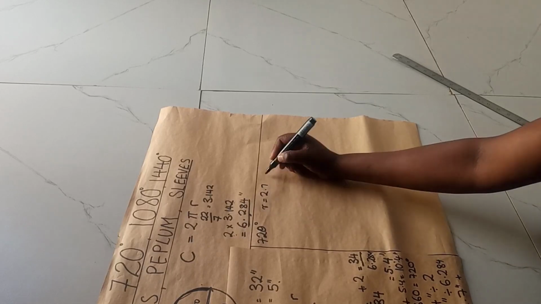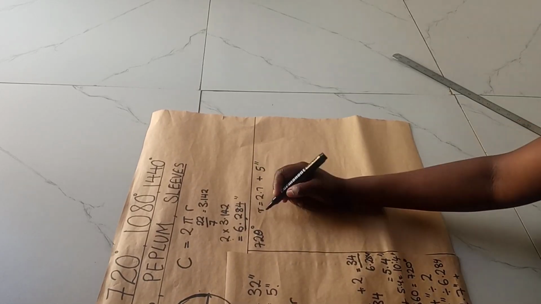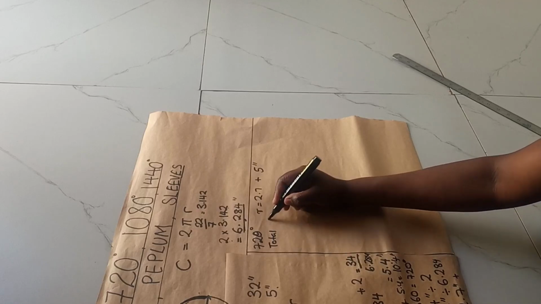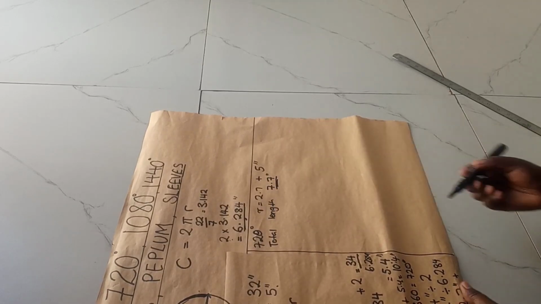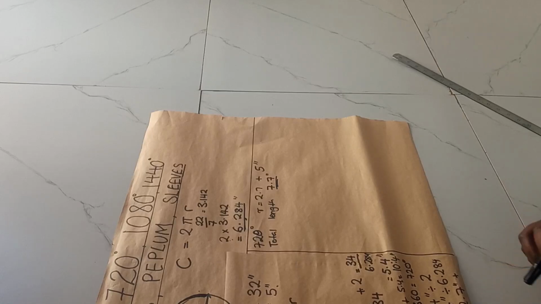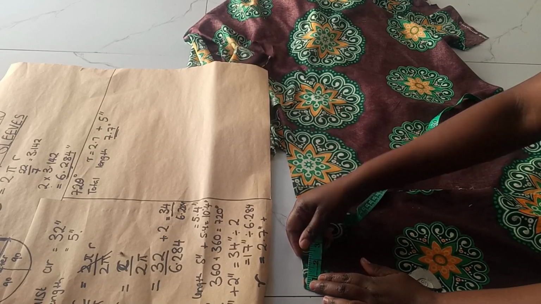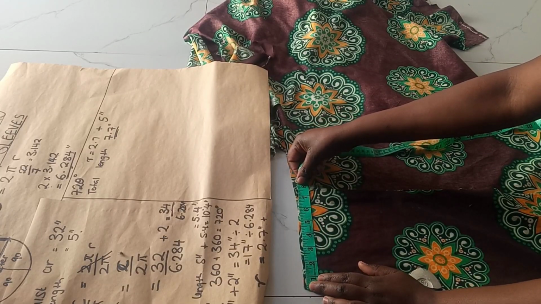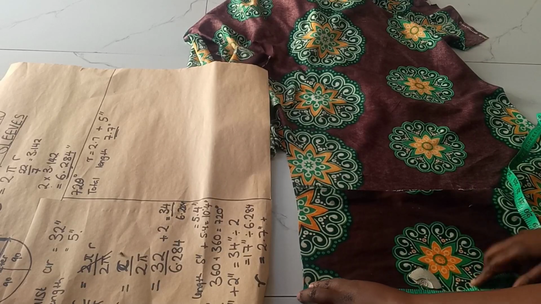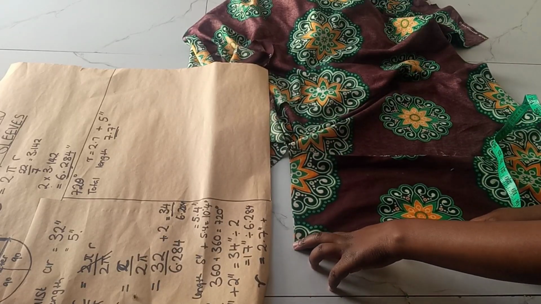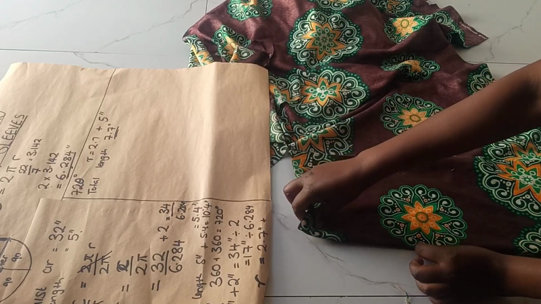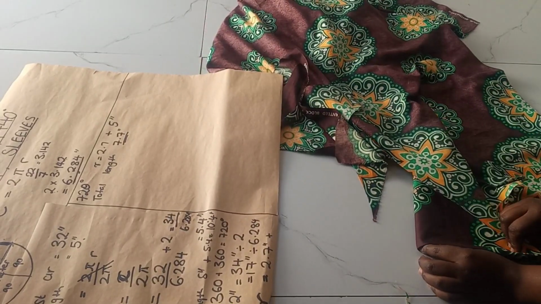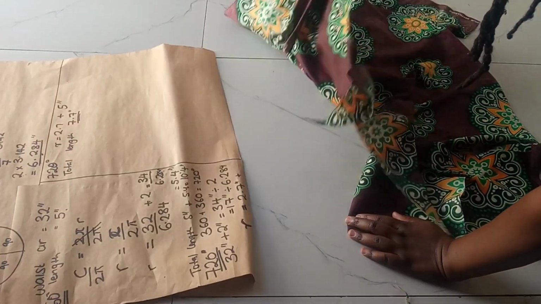Alright, so from here we get the radius plus the length to get the total length that will be needed, which is 7.7 inches. This is for the 720 degrees, and this will help us get the amount of fabric which will be needed. So measure 7.7 here and 7.7 here. Mark this point and fold the fabric like this.